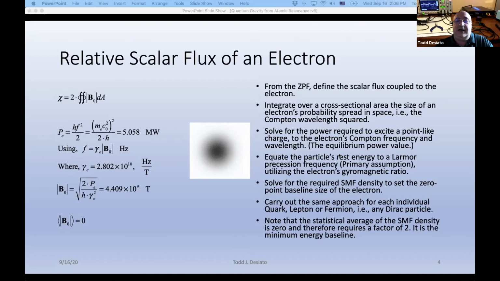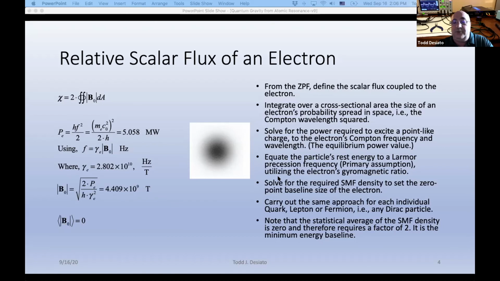Now, there's a magnetic resonance that happens. You have a gyromagnetic ratio, and that is dependent on the particle. In this case, an electron's gyromagnetic ratio is 2.8 times 10 to the 10 hertz per Tesla. So from this, you get the frequency, which is the Compton frequency. And this equates to a magnetic field of 4.4 billion Tesla.